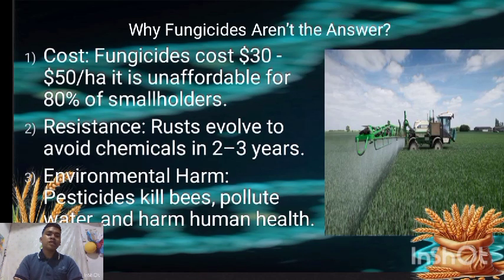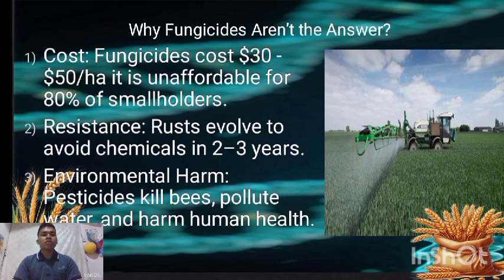So why aren't fungicides the answer? First, the cost. Fungicide costs $30 to $50 per hectare, which is unaffordable for 80% of smallholder farmers. Number two, resistance. Rust evolves to avoid chemicals in 2 to 3 years. This is the very pain point of why they are not using fungicide: wheat rust evolves resistance, and when it evolves, it is another problem that our experts will have to solve.